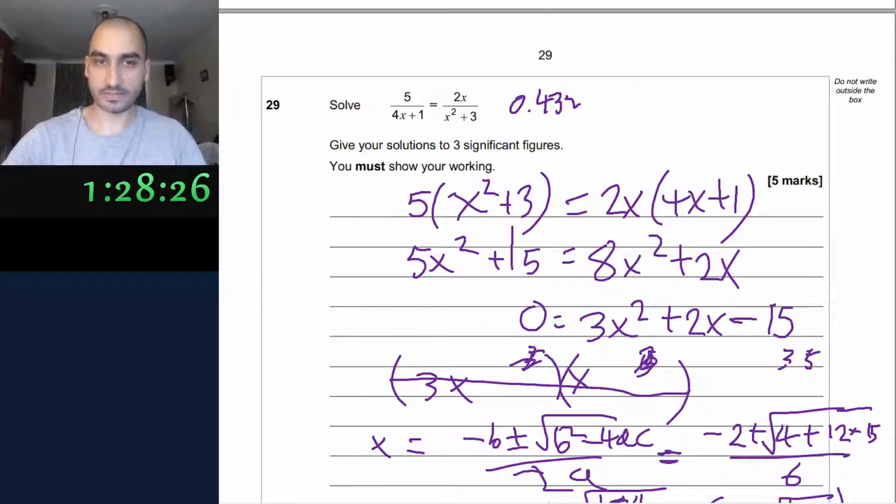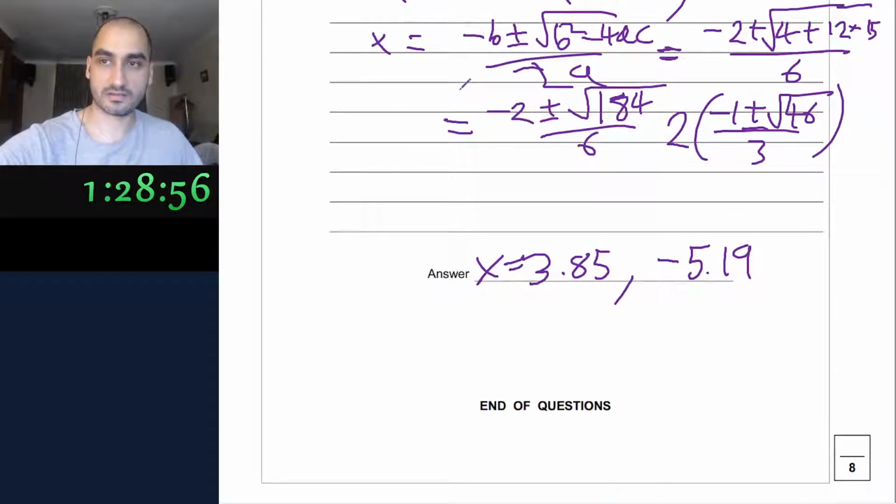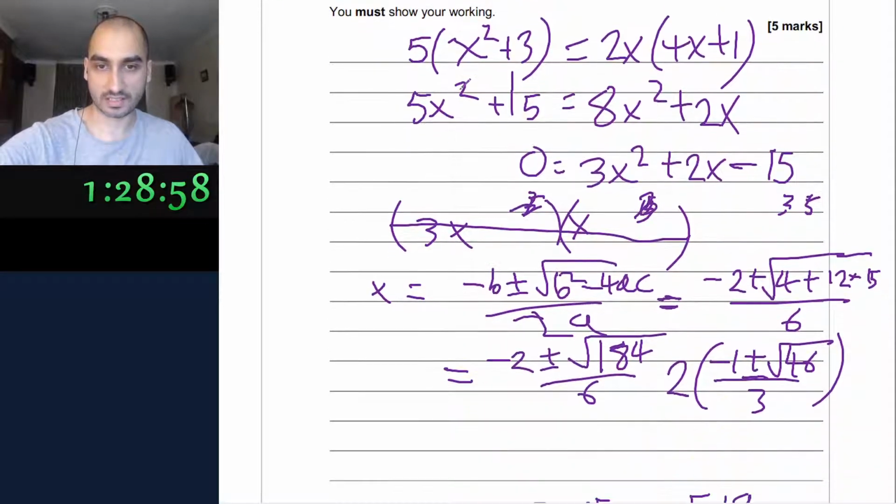Five divided by 4 times 3.85 plus 1. 0.3048. They're not really that close, are they? This doesn't look right. 0.38. 0.30. I wouldn't say that's close enough. Okay, I don't have time to do anything other than look at this question again.